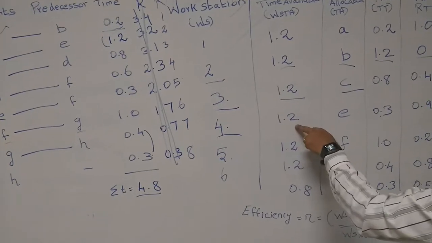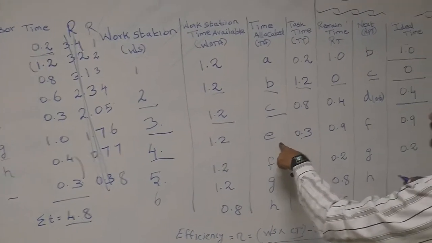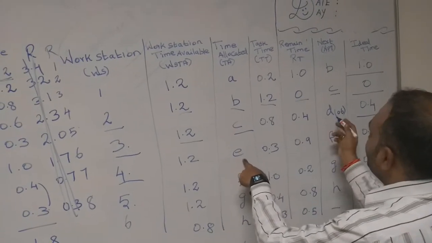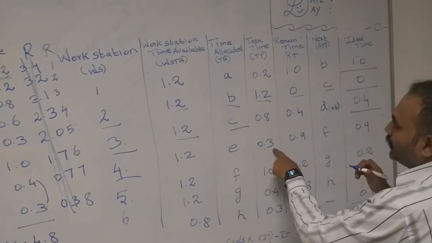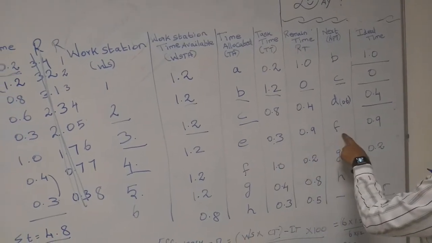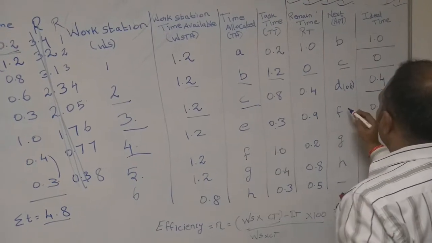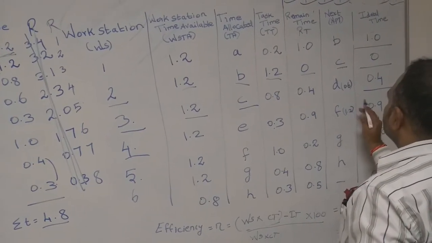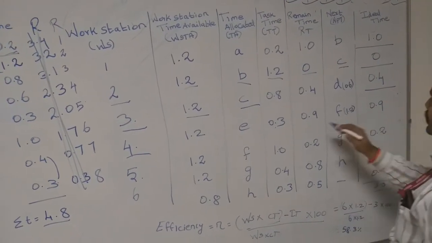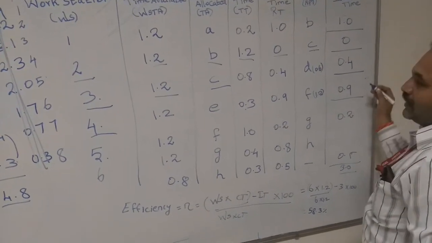Next is the fourth workstation, starting with 1.2. The next rank is E. E value is 0.3, and 1.2 minus 0.3 is 0.9. The next rank is F. The F value we have is 1.0. 1.0 is higher than the remaining time, so we are concluding this station.